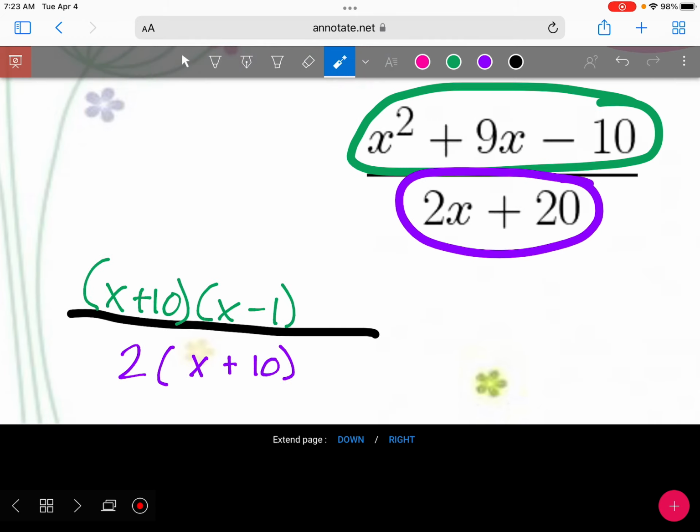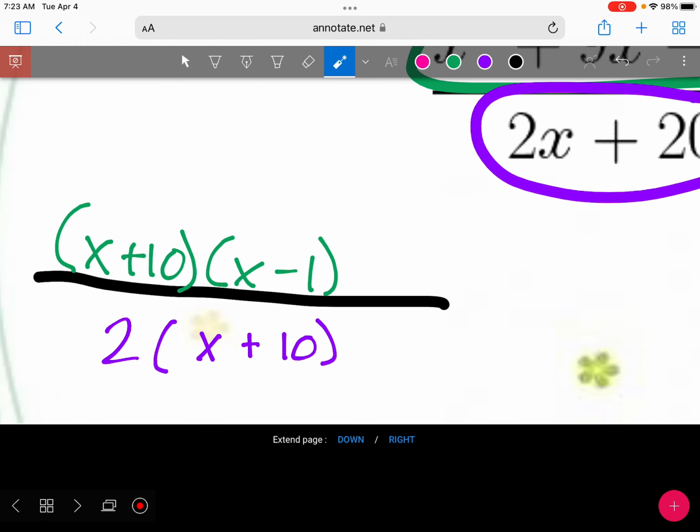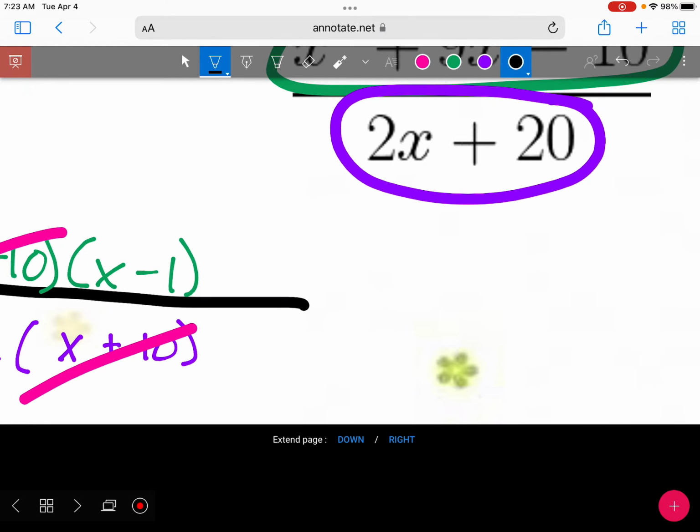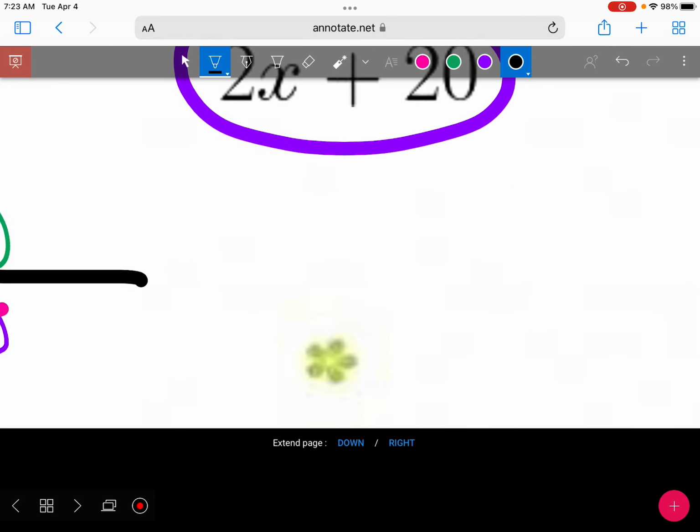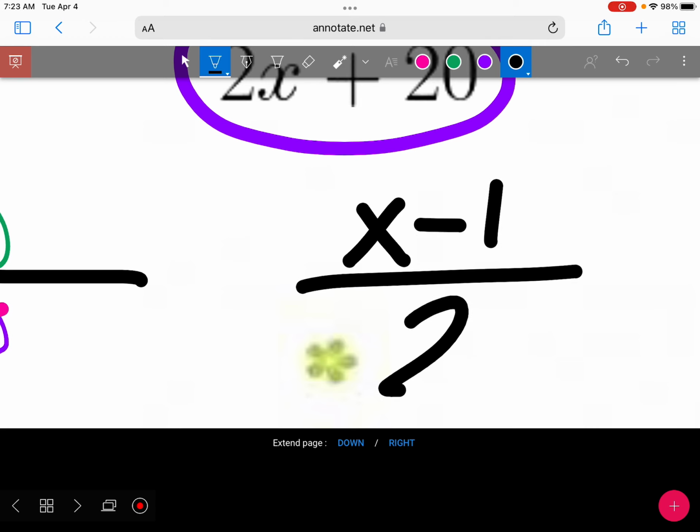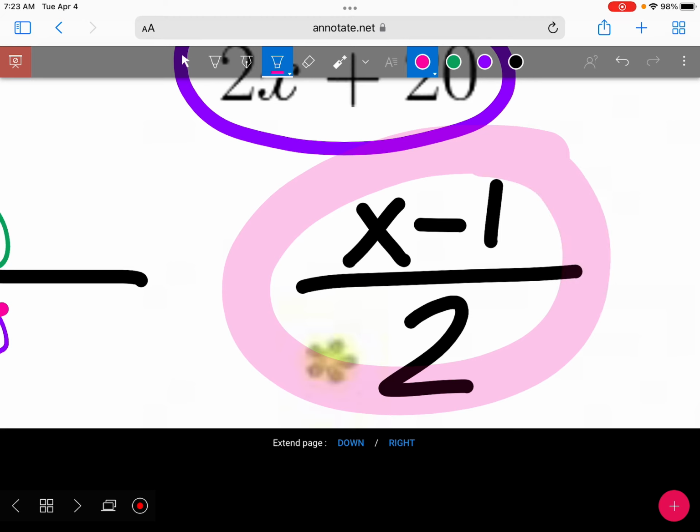So now we're looking to see if we can simplify. Do I have anything here I can simplify? Yes. What can I simplify? The x plus 10 is on both the top and the bottom. So our simplified answer is x minus 1 over 2. Questions on these two?